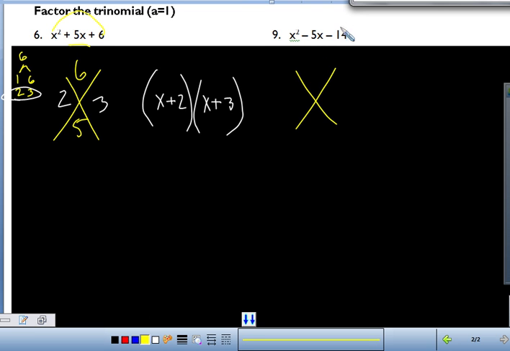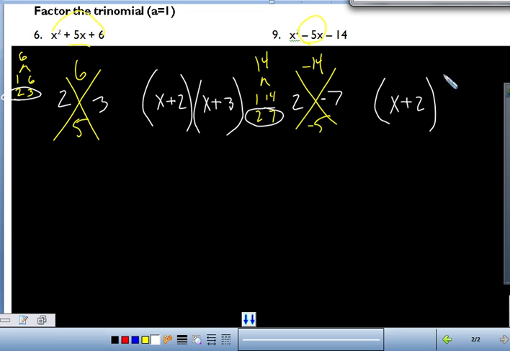When I do number 9 over here, first and last term leaves me with a negative 14 on top. Middle term, negative 5 on the bottom. Looking for factors of 14 that will make a 5. I see I have a pairing right here. Now when they multiply, these would get a positive 14. I need a negative. And when I add them, I get a negative 5. So I know that with the 7, the larger item is going to be the negative. 2 times negative 7 is negative 14. 2 minus 7 is negative 5. And there's my terms.